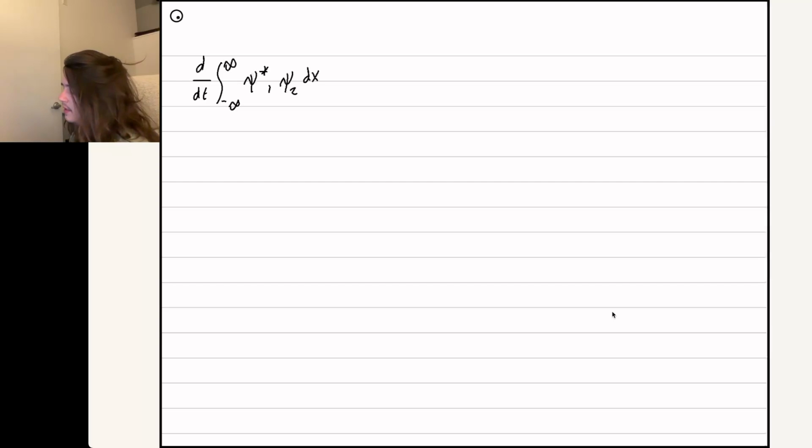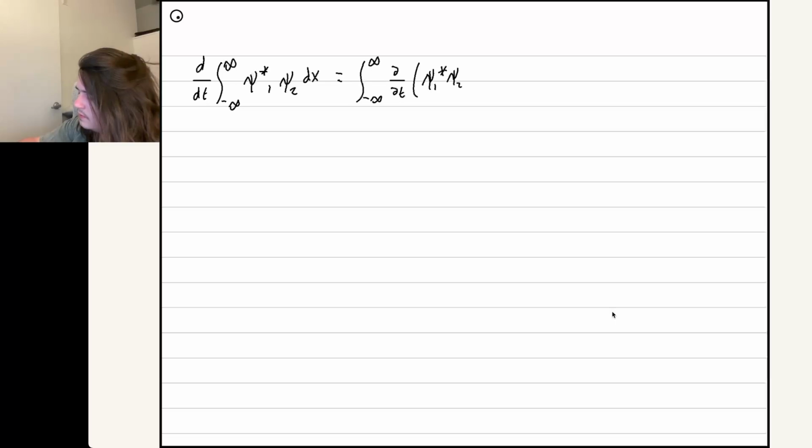We are tasked with proving that the time derivative of the integral of two wave functions multiplied by each other, psi1 star psi2 dx, is equal to 0. The way to do this is to move that time derivative inside the integral. Say it's del t of psi1 star psi2 integrated over dx.